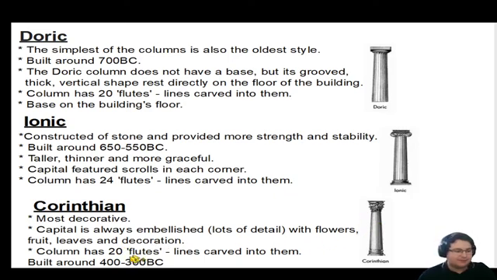Sometimes humans as well. The column has 24 flutes. Sorry, let me just edit that now. It's 24 flutes, just like the Ionic, and this was built, or started to appear around 400 to 300 BC as well. So next time you're walking around and you see a building with pillars, stop and have a look at the capital, see if you can identify which period it is from.